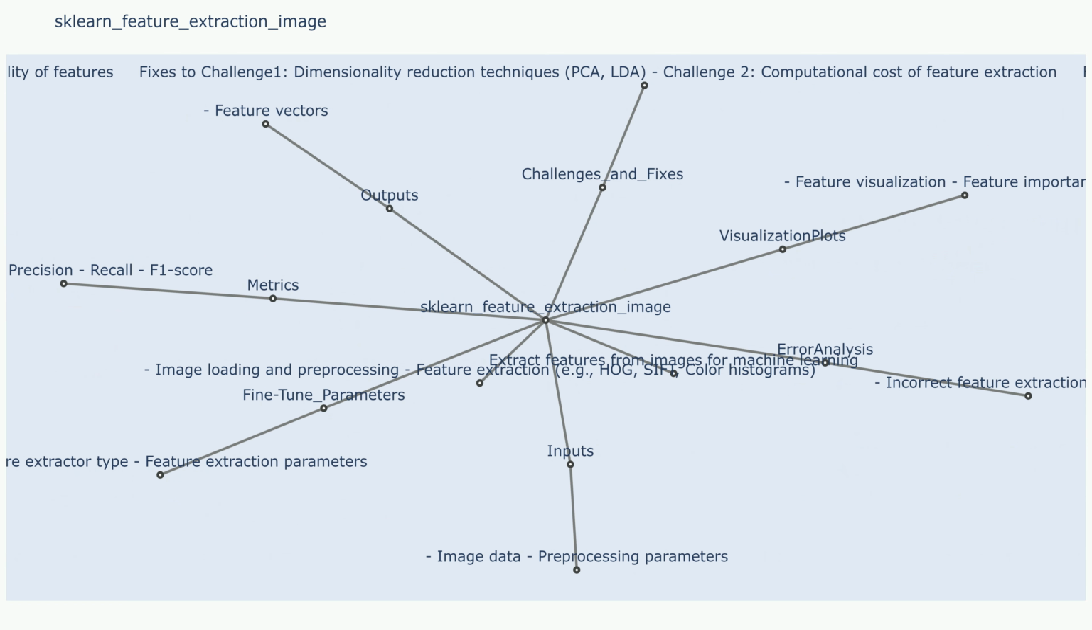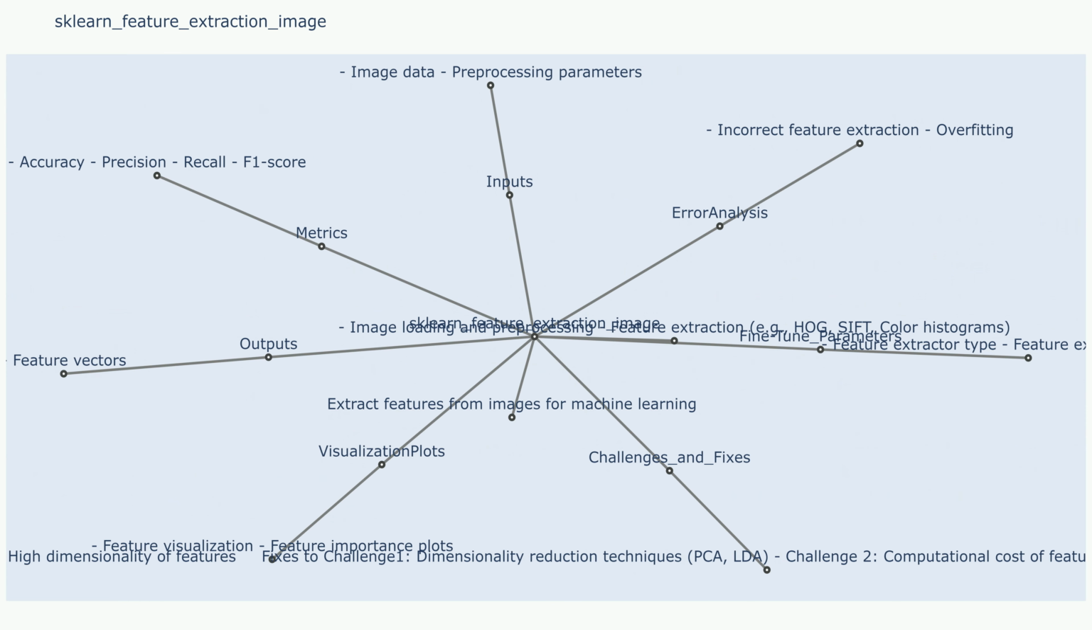Texture descriptors capture the arrangement of pixels and patterns, such as homogeneity, smoothness, and contrast. Shape descriptors describe the geometric properties of objects within the image, such as area, perimeter, and aspect ratio. Local binary patterns (LBP) detect local intensity changes and create patterns that represent texture variations. HOG, histogram of oriented gradients, captures edge and shape information by quantifying the distribution of gradient directions.